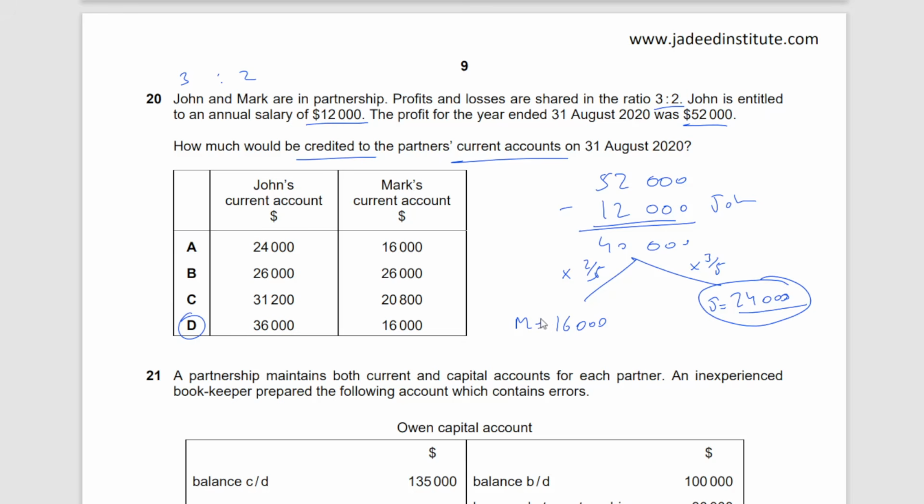This is what goes to John. This goes to Mark. This goes to John. Add it all up, it will be 52,000. This shows that it is basically just a distribution of profit. Partner's salary as well is a distribution of profit.